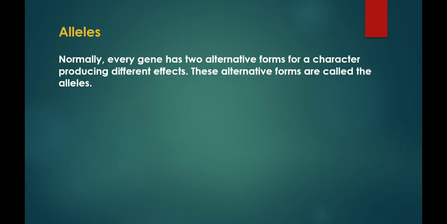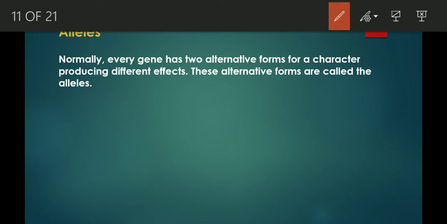Next is alleles. Normally every gene has two alternative forms for a character, and those alternative forms produce different effects. Those alternative forms are called alleles. So, for a particular character, there are two alternative forms which produce different effects. Those alternative forms are called alleles.